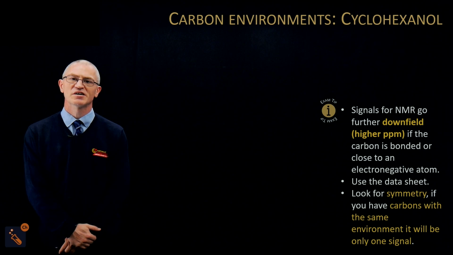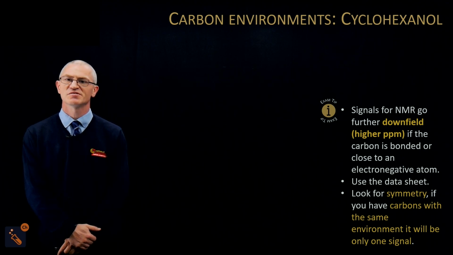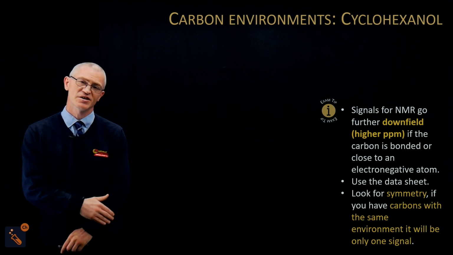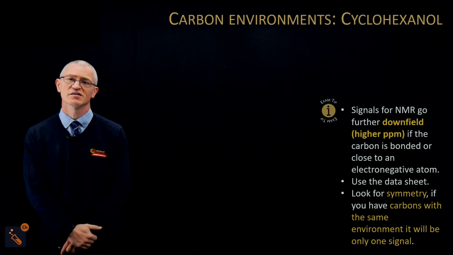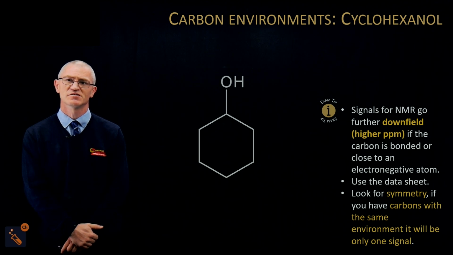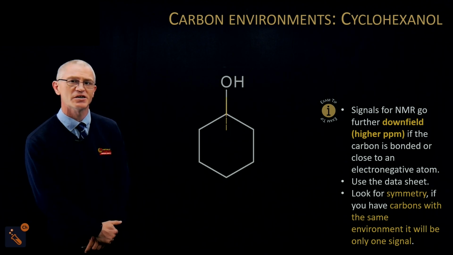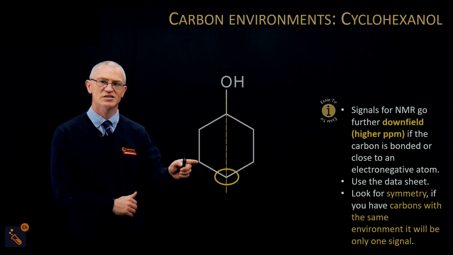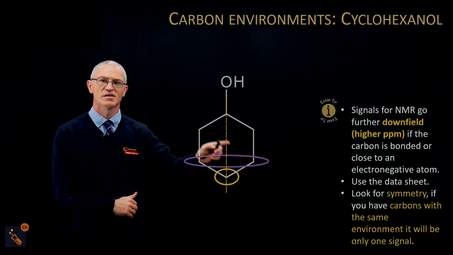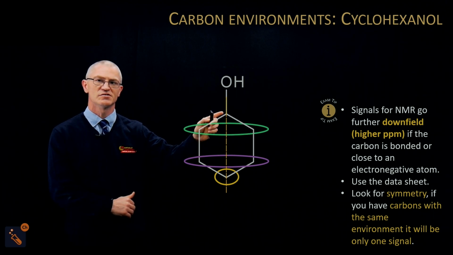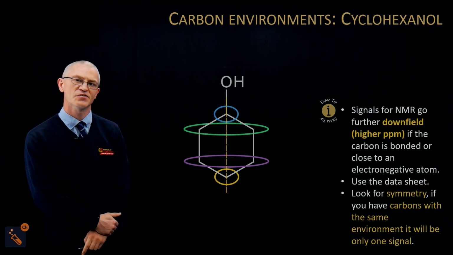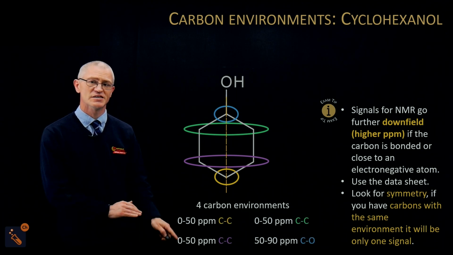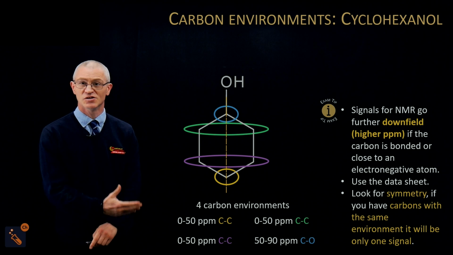So in this example, we're looking at symmetry again. Remember, if carbons are in the same environment, it will only be one signal, and your relative peak area and peak height will be reflecting that. So we have cyclohexanol, and we've got a plane of symmetry that goes down the middle. That means the carbon at the bottom will give a signal, but these 2 carbons are equivalent, and these 2 carbons are equivalent, and then we've got the final carbon at the top. That means we only have 4 carbon environments. Okay, and they come out at these different ppms if you look at the data sheet.